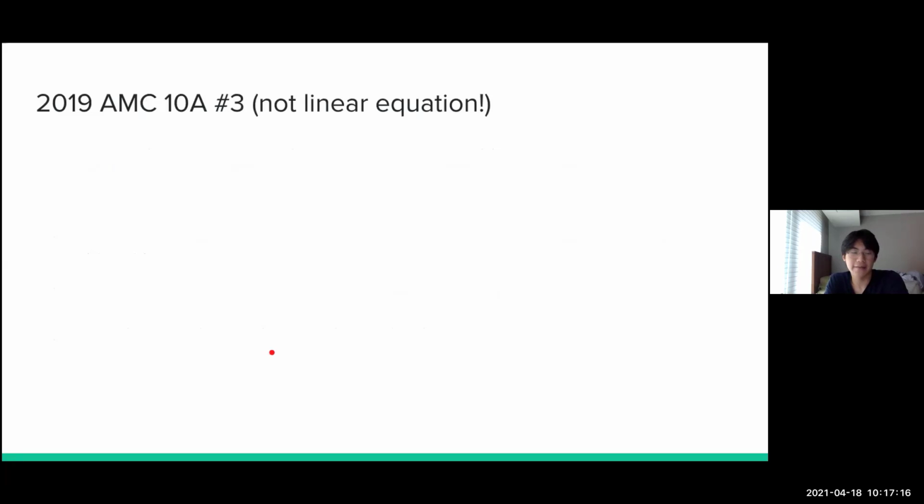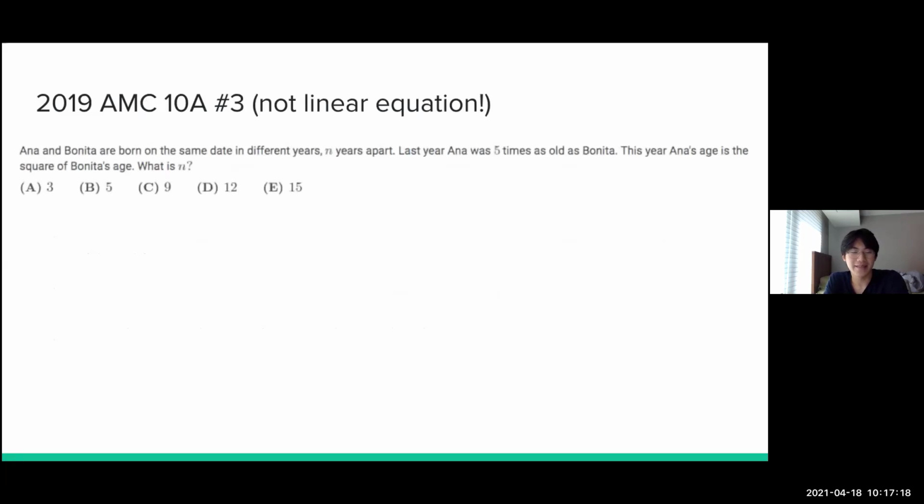In the 2019 AMC 10A, now note that this isn't actually a linear equation, but we can use the same strategies that are used for linear equations. It's pretty short, so I'll read it out loud. Anna and Bonita are born on the same date in different years, n years apart. Last year, Anna was 5 times as old as Bonita, and this year Anna's age is the square of Bonita's age. What is n? Again, I'll give you guys just a second to think about it.